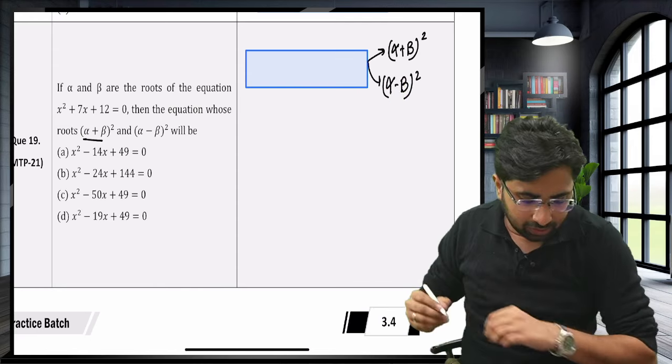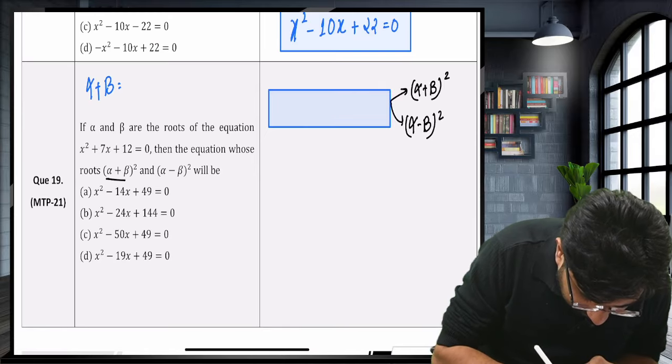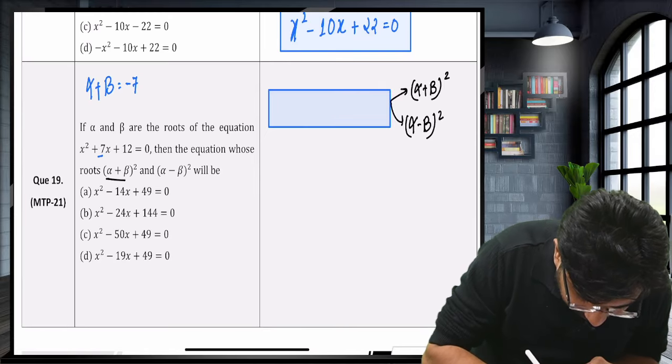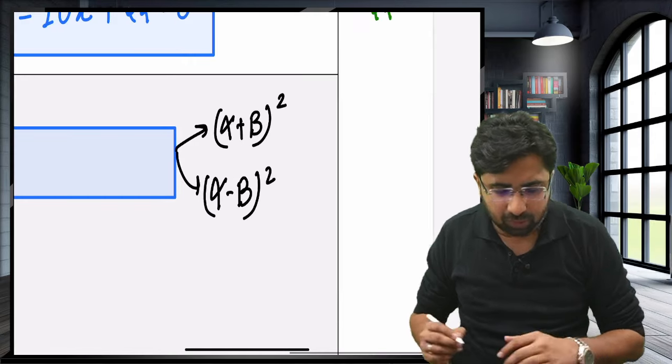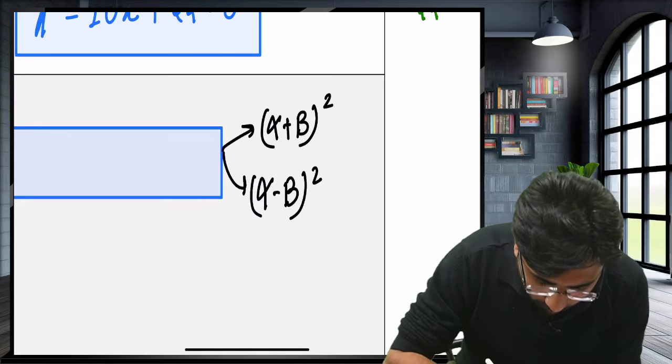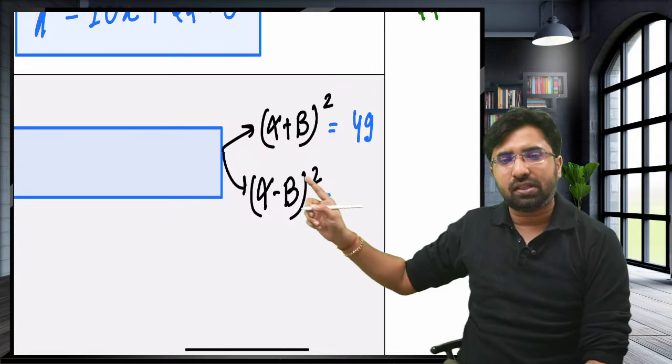But you already know alpha plus beta. What is alpha plus beta? Alpha plus beta is minus b by a, and alpha into beta is c by a. Aman sir, we know alpha plus beta is minus 7. So square will be, guys, 49. But how to convert this into a number?